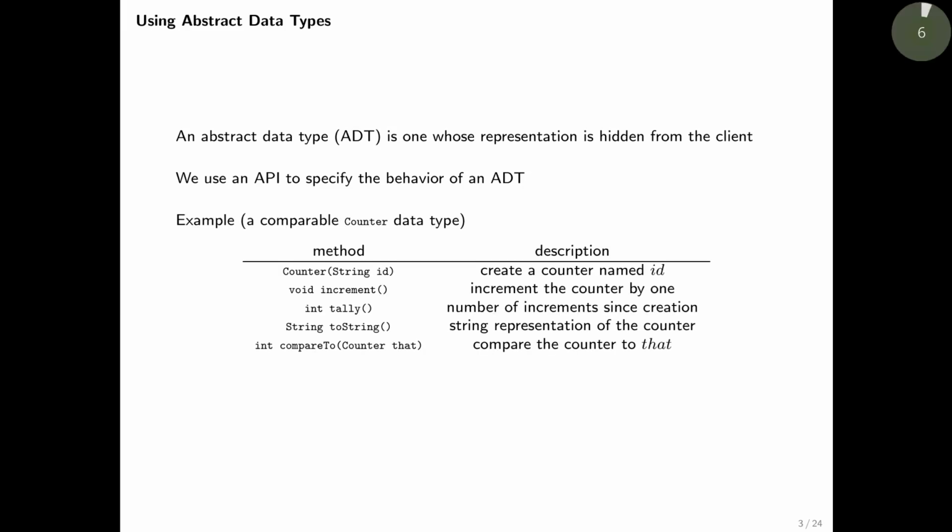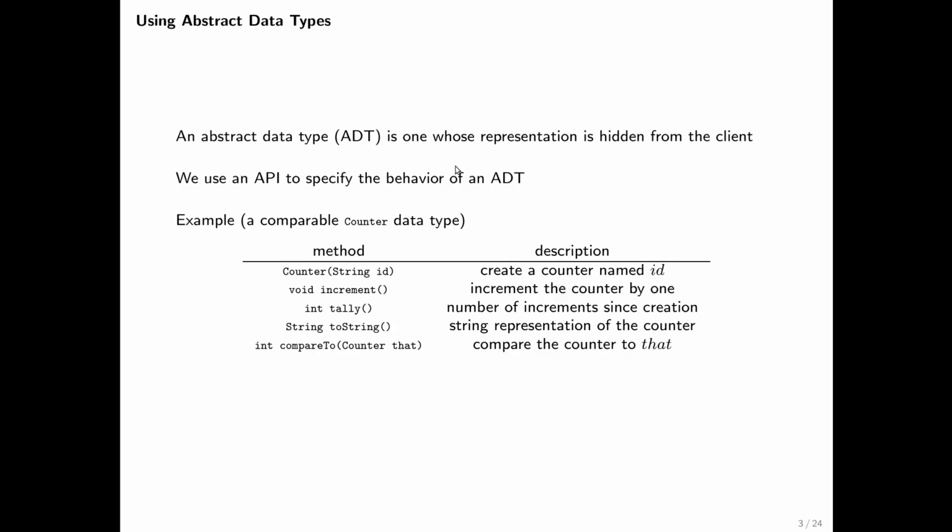Here is an example of an ADT. It is a data type called Counter that models a counter, something that you can use to count operations. And this data type is comparable in that you can compare two objects of the counter data type for order, meaning you can tell which one is smaller, for example. All right. So let's go through the API.